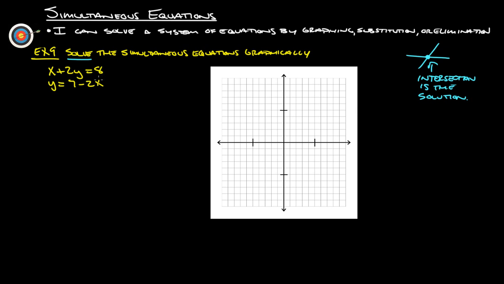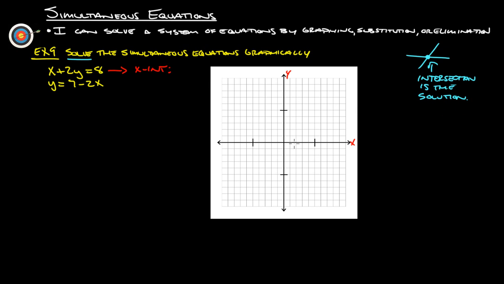So we have x plus 2y equals 8. We could put this into slope-intercept form and graph it that way, or, since we have the x's and the y's together, this is in standard form, so we can actually just find the x-intercept and y-intercept. So I'm going to try that out.